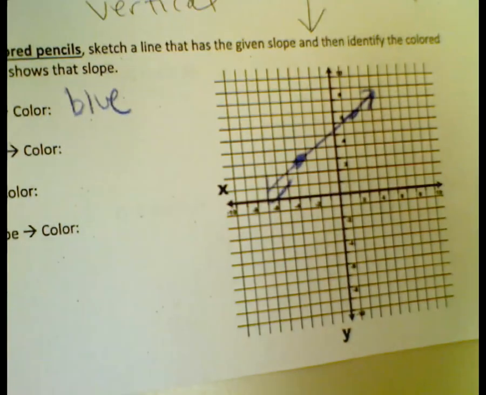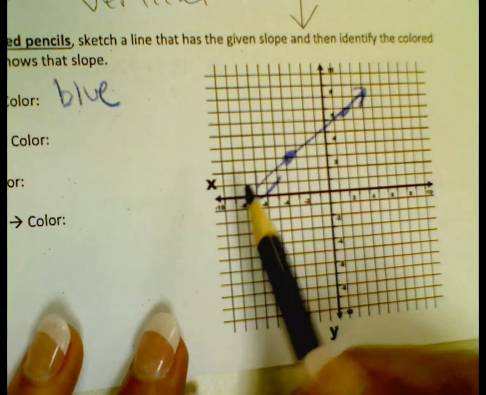So using 4 different colored pencils, sketch a line that has a given slope and then identify the color. So a positive slope, I'm going to go get some colored pencils here. Let's see. I'm going to use blue. Okay, blue. A positive slope. So I'm just going to draw anything. I'm going to put a point here, and that is a positive slope. You guys can't see what I just did. I'm sorry. Okay, that's a positive slope. Blue, positive slope. It's rising from left to right.